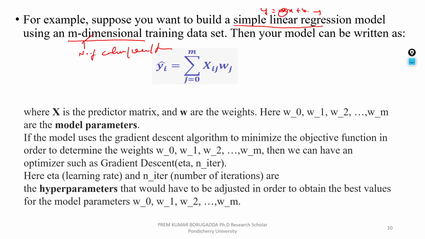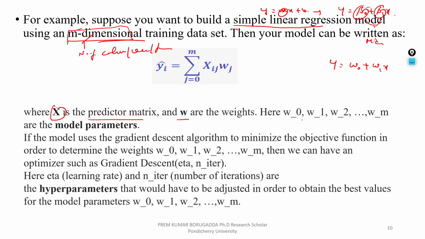Suppose instead of this equation you take y is equal to beta naught plus beta 1 into x. So beta 1 and beta naught are the model parameters, and here m is nothing but the number of dimensions. Here x is our independent variable, the predictor matrix, and w is nothing but our weights. Here w is nothing but beta naught. People write it like w naught plus w1 x.